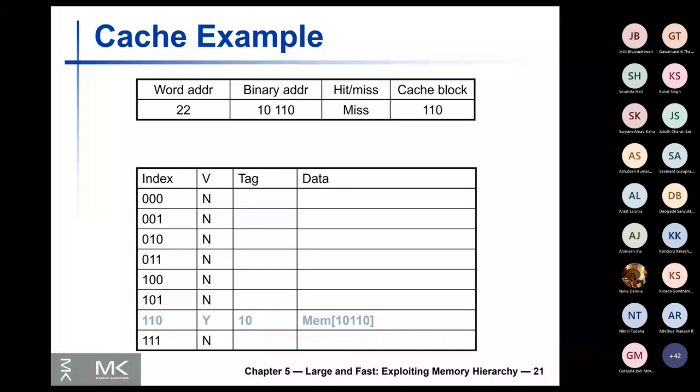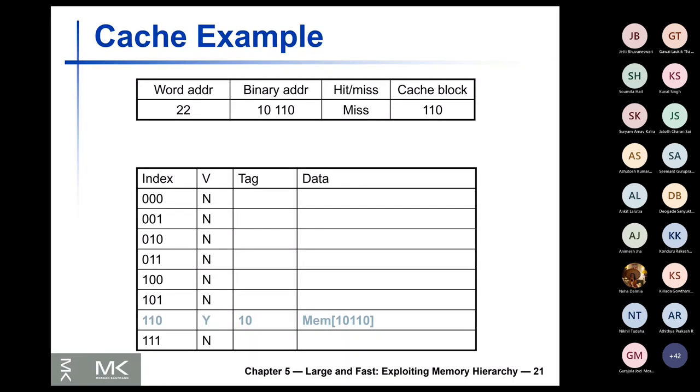Notice how they have separated the binary address into the upper 2 bits and the lower 3 bits. The lower 3 bits show that there are 8 blocks in the cache. So there is a miss, but now the memory content of memory location 10110 comes and sits inside the data portion of the cache entry.